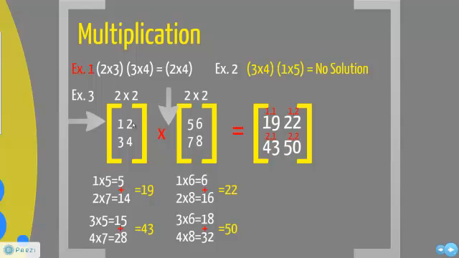And then you do 1 and 2, and 6 and 8. So 1 times 6 equals 6. 2 times 8 equals 16. Add them together to get 22. And the same thing goes for this. 3 and 4, with 5 and 7. 3 and 4, with 6 and 8. When you do that, it'll be 43 and 50. So just 19, 22, 43, and 50.